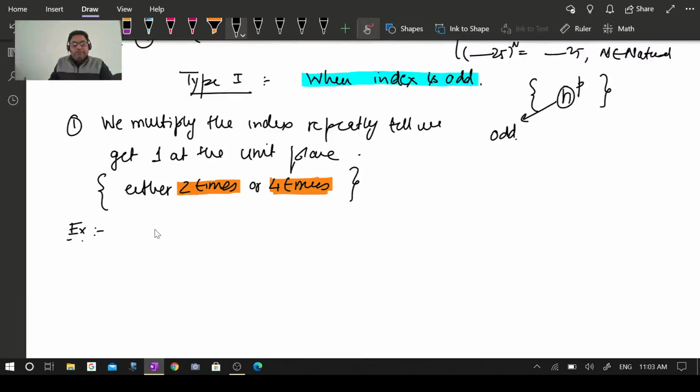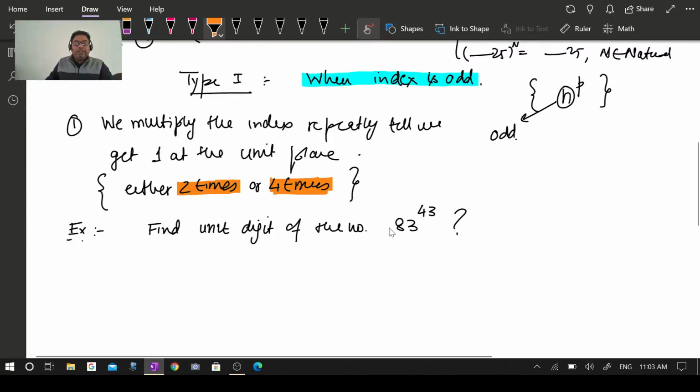I say find the unit. Now this is what you have to understand. Find the unit digit of the number 83 to the power 43.